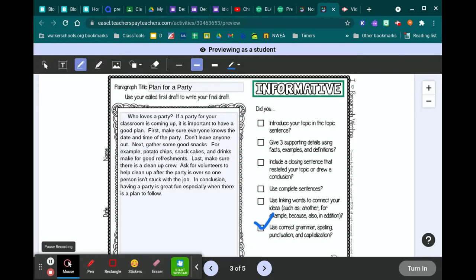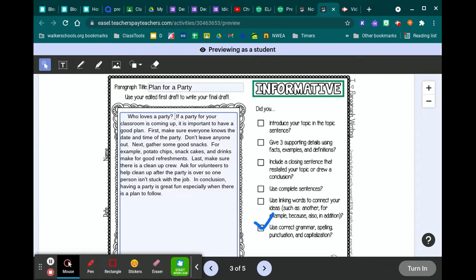Okay, now that I have checked the grammar, spelling, punctuation, and capitalization, I'm going to go right back up to the top. Did I introduce my topic in a topic sentence? You know we did. That was our focus this week. Not only do I have an introductory sentence, I also have a strong lead. I chose to use a question as my strategy for my lead, who loves a party. And then right after that, I used an if then statement to write my topic sentence.